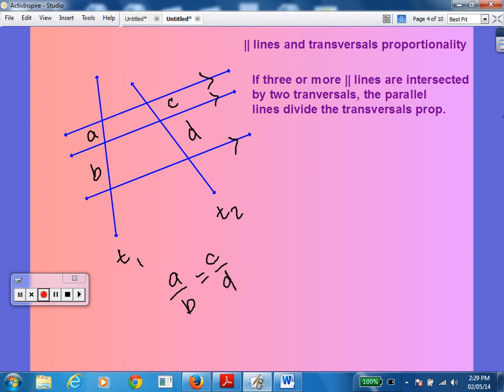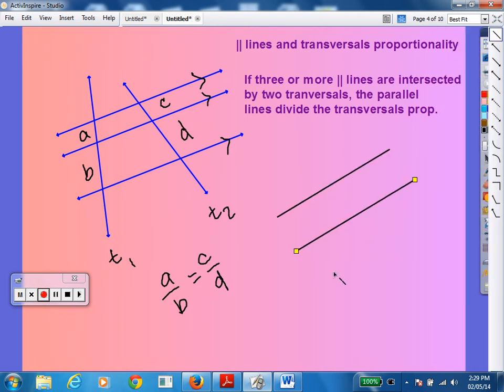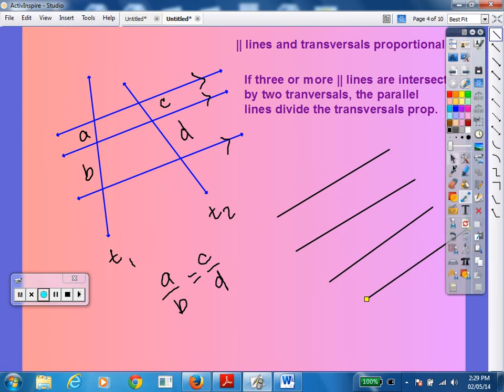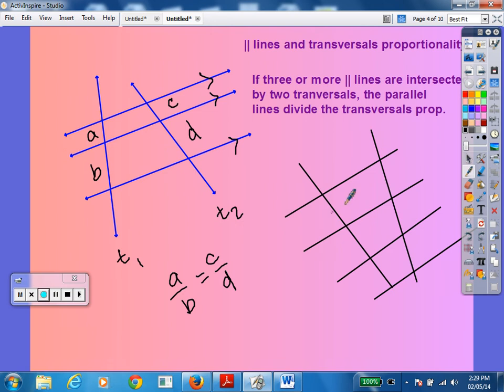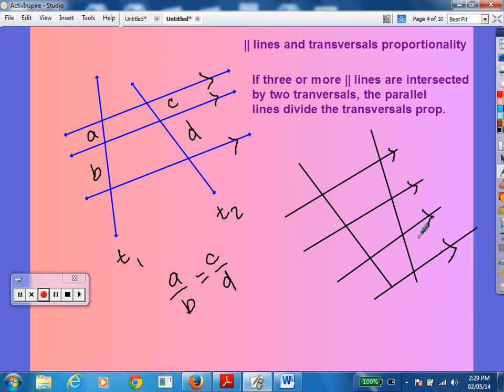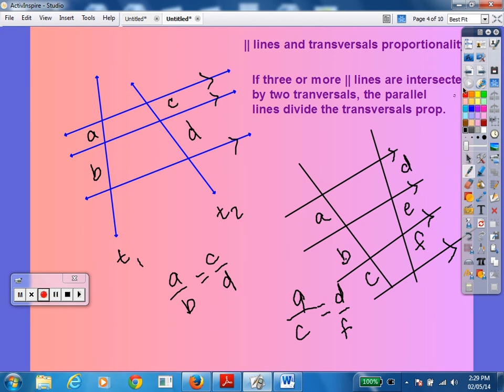Now this one says three or more lines. So if you happen to have more than three, maybe you have four, pretend I'm doing a good job drawing those as parallel. Okay, and then there's a transversal there, and then there's another transversal there. It's the same thing. If they're all parallel, and there's your two transversals, then A, B, and C, D, E, and F, all those sections still. You could say A over C equals D over F, or B over C equals E over F. It doesn't matter. Just label them and it makes your life easy. You don't have to think about what does the theorem say.